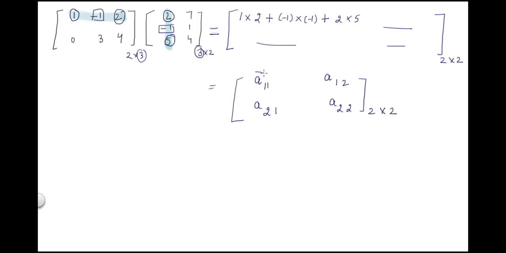So for the first element A11, you have to multiply the first row with the first column, which I have written here. And how does the multiplication go? The first element of the row will get multiplied with the first element of the column. Similarly, the second with second and third with third. Clear? Now let us try with the second element.